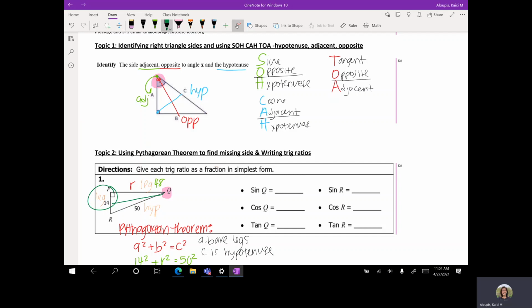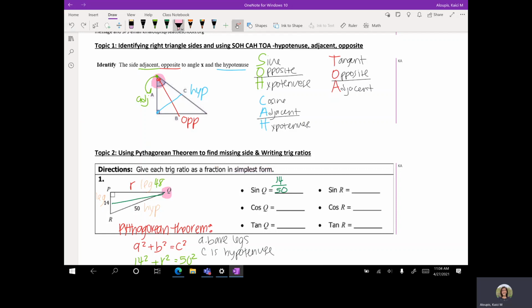And since sine is opposite over hypotenuse, I'm going to write 14 in the numerator over the value of my hypotenuse. And my hypotenuse, which I already wrote here, is 50. So here I'm going to write 50. 14 over 50 is sine of Q. It also asks us to write this in simplest form.